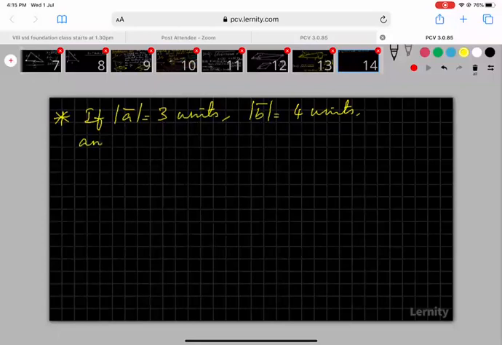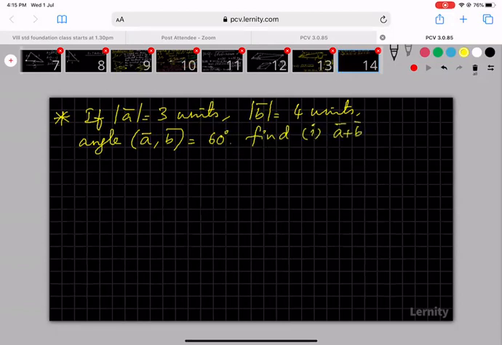The angle between A bar and B bar is equal to 60 degrees. Find: these are the questions, okay? Find the magnitude of A bar plus B bar. The magnitude of 3A bar plus 2B bar. Okay, first we'll start with that. What is the magnitude of A bar plus B bar?